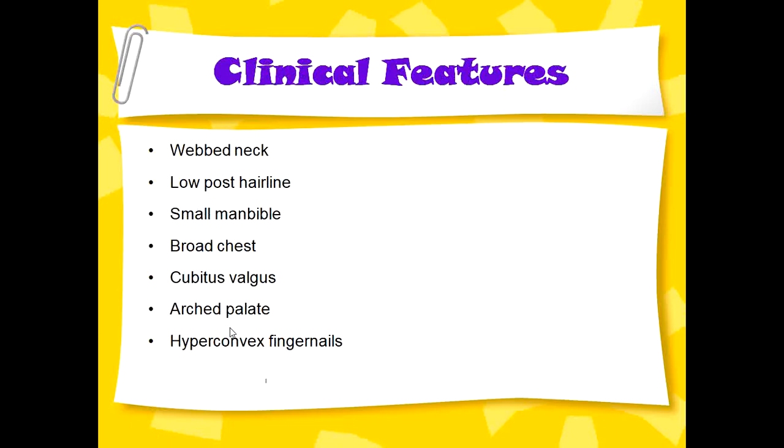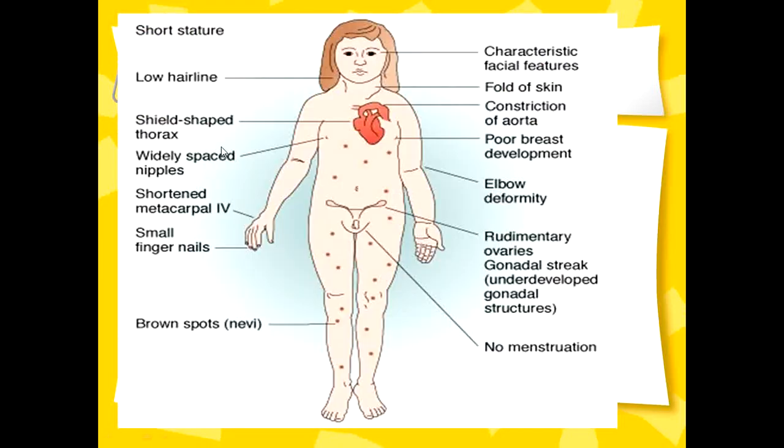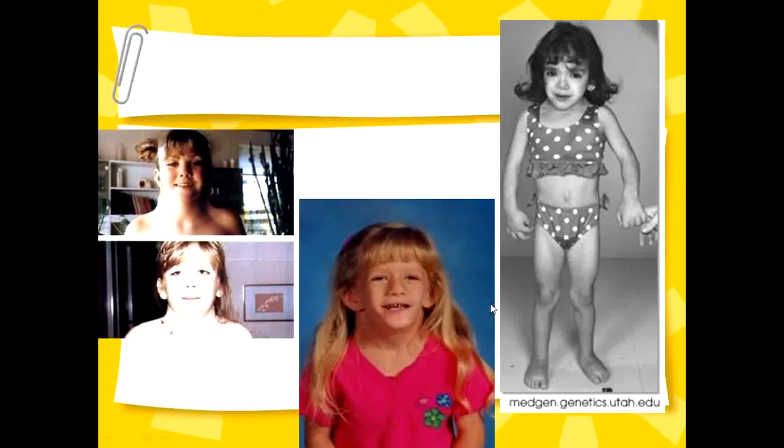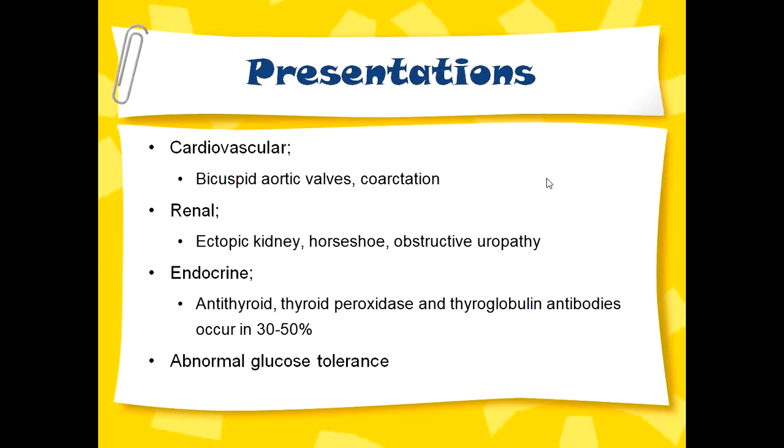Clinical features include webbed neck, low posterior hairline, small mandible, broad chest, cubitus valgus, arched palate, hyperconvex fingernails. You can see here, a short female with low hairline, webbed neck, shield-shaped chest, widely spaced nipples, short metacarpals, brown spots, rudimentary ovaries. Some photos of patients with webbed neck and shield-shaped chest. Presentations.